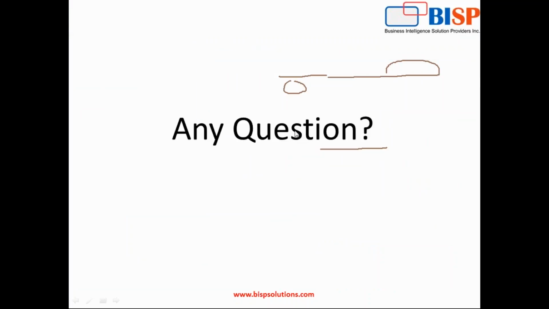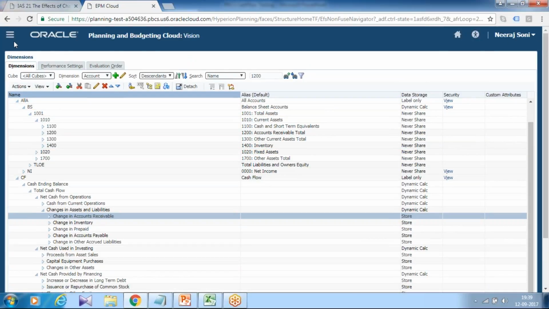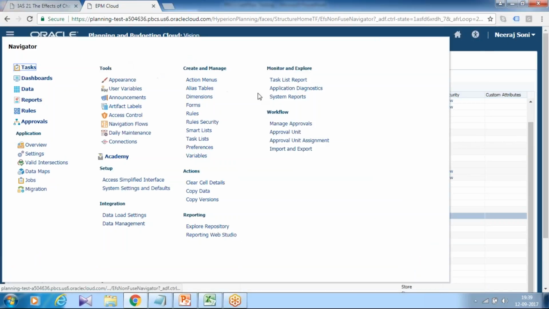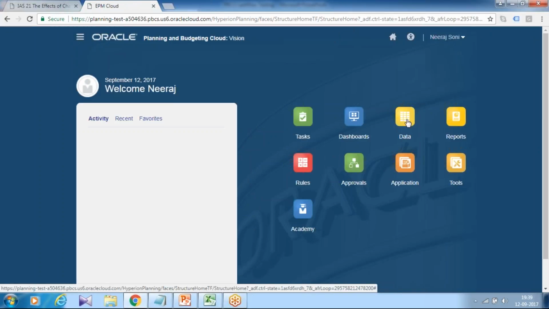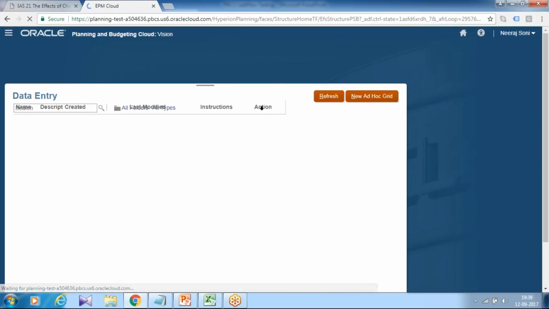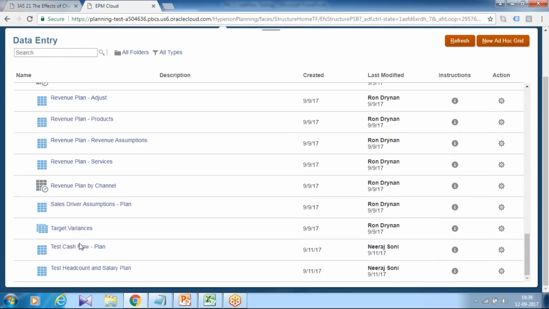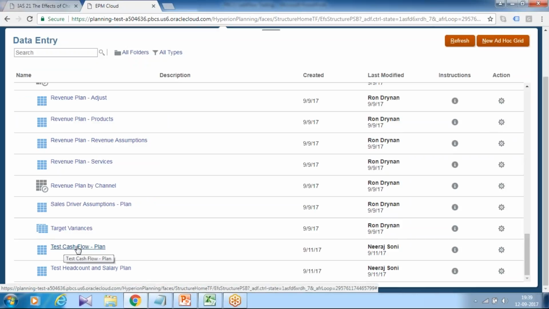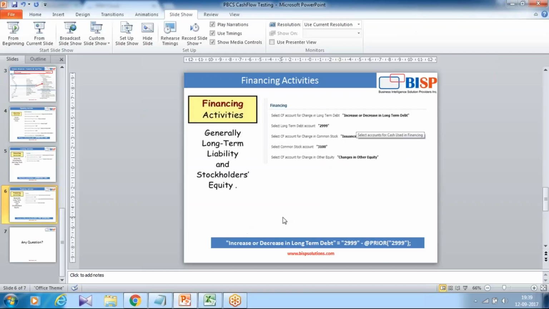So let's see how it works. In order to test this calculation, I prepared one data form. We would open the data form, input some numbers and test the output. So you go to the data form section. You can open it from your home page data section. Under plans, I created the data form for testing called test cash flow plan. Click on this.